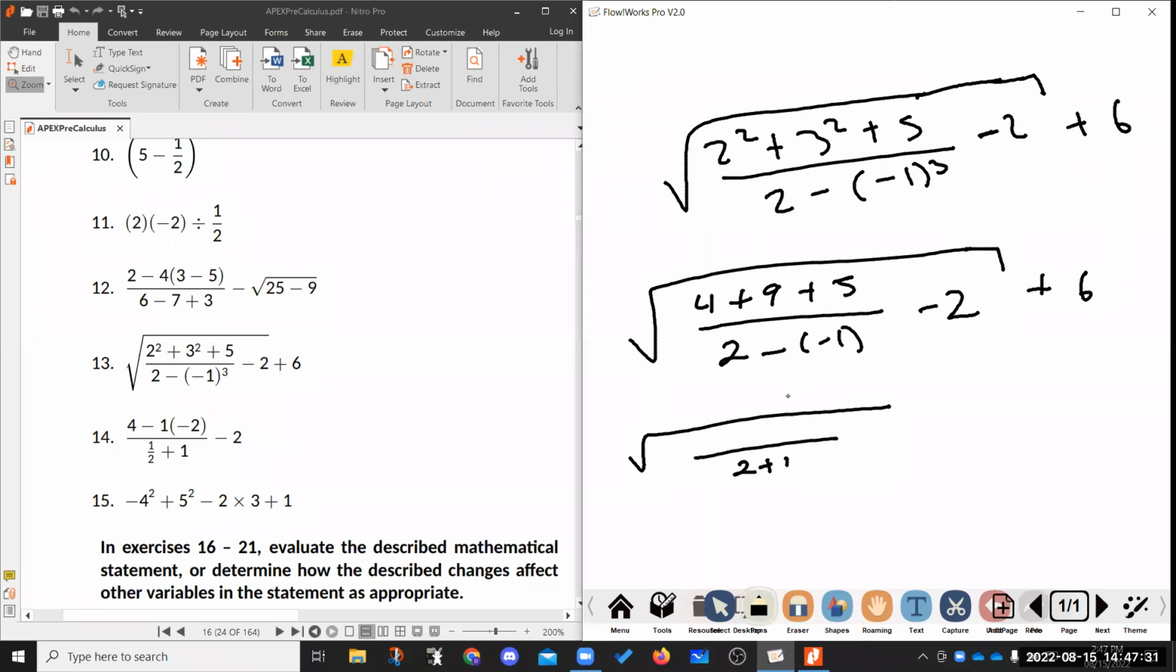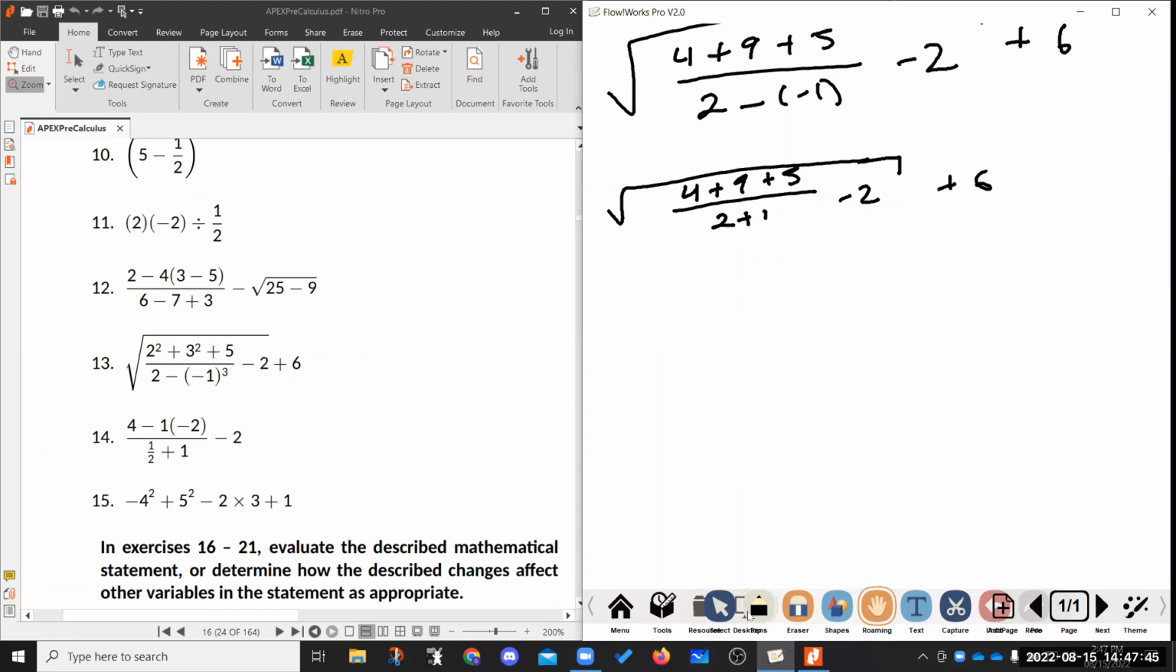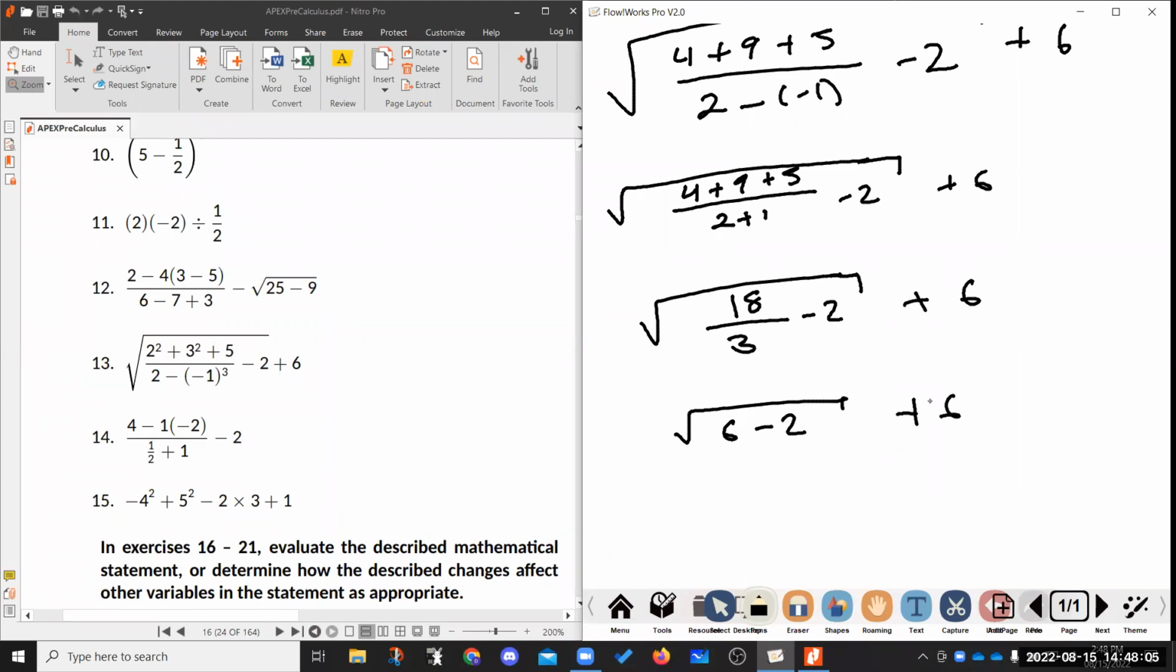2 times 1, that's multiplication, so I'm doing that first. So we have 3, 13, and 5 makes 18. This is 6 minus 2. That's an implied set of parentheses there. So that is square root of 4. That's 2 plus 6. It's going to be 8.